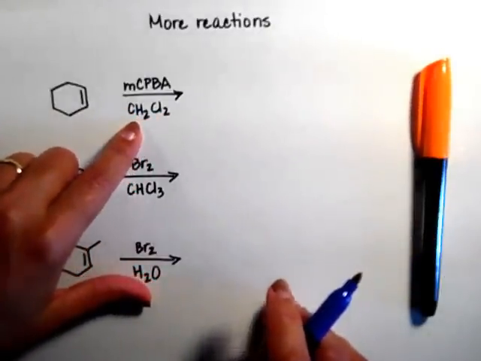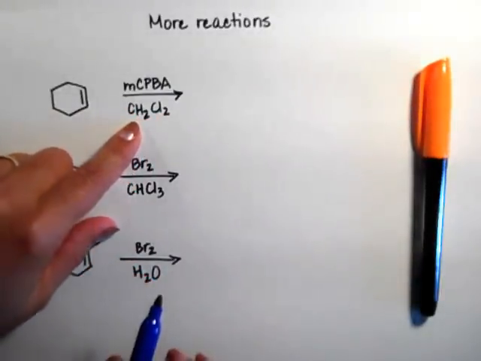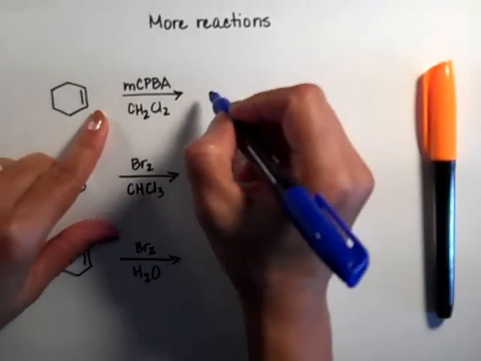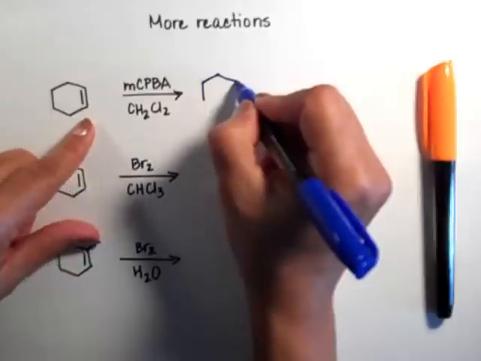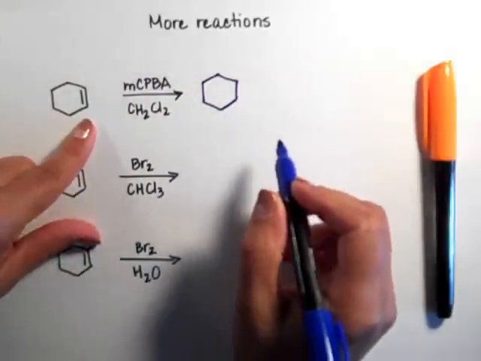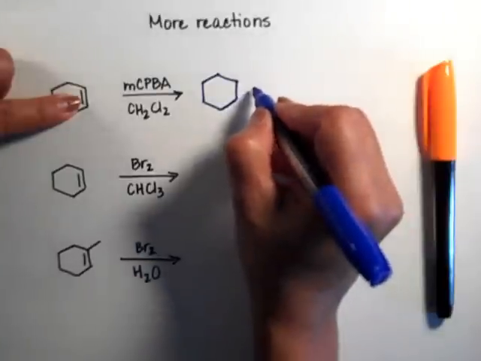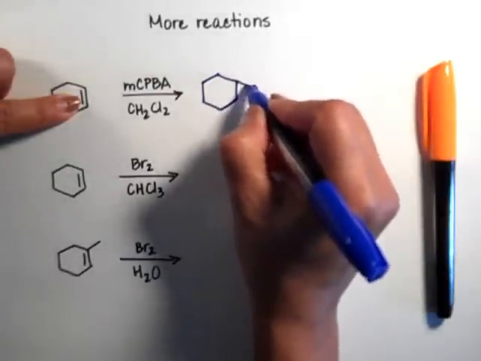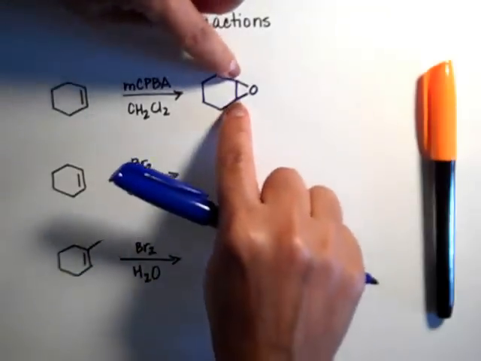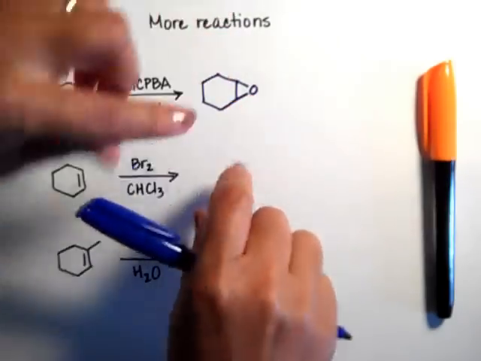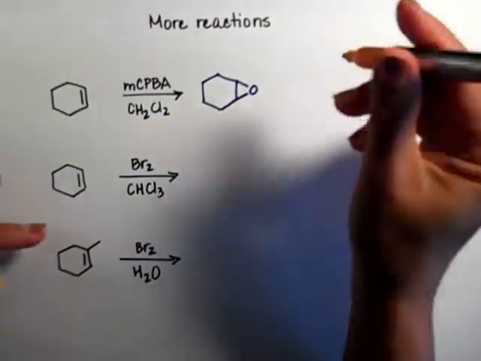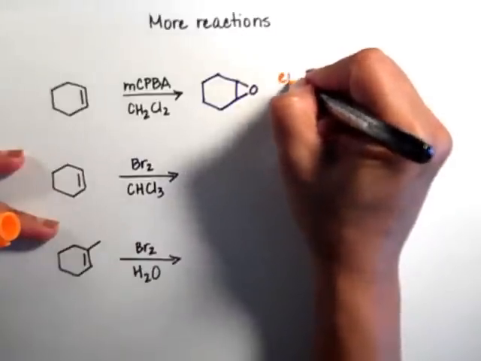This is the solvent. This is dichloromethane. And when you use MCPBA, what's going to happen is that you're going to add an oxygen across the double bond. And just one oxygen we're adding. So we're going to add it, forming a three-member ring. Now the three-member ring is what's called an epoxide.